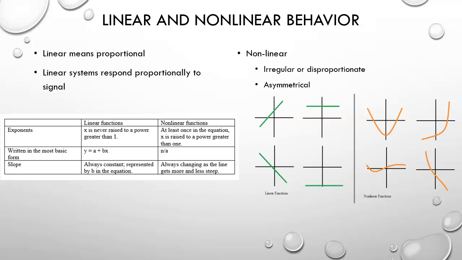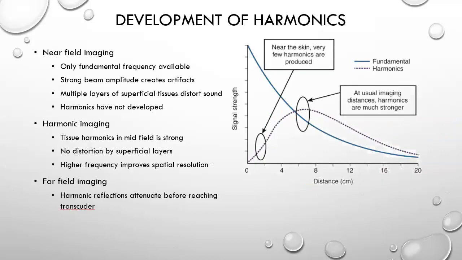So now we can use that linear and nonlinear terminology to talk about how harmonics develop. Okay, so harmonics develop as the sound travels into the tissues. And so when you're imaging in the near field, the sound hasn't traveled enough to create harmonics. Okay, so in the near field there's not harmonics available because they just haven't been developed.